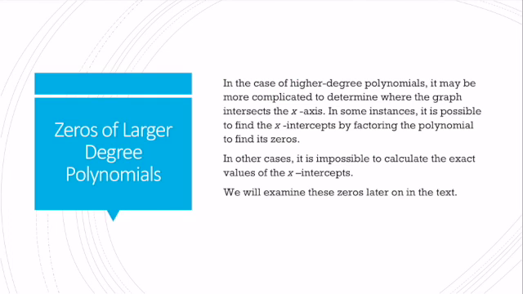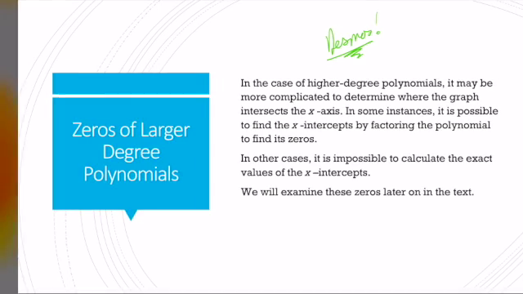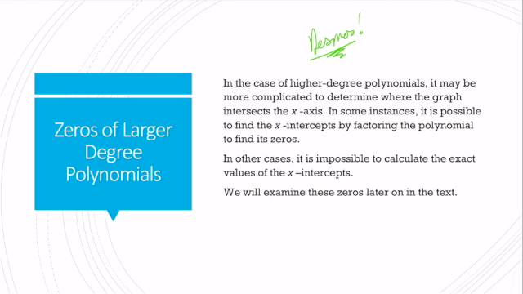Now, in the case of higher degree polynomials, it may be more complicated to determine where the graph intersects the x-axis. This is when you might want to use a graphing tool. I recommend Desmos because it's free and online. In some instances, it is possible to factor the polynomial entirely to find the zeros, and in some cases, it's impossible. So we're going to examine these zeros later on in the text.